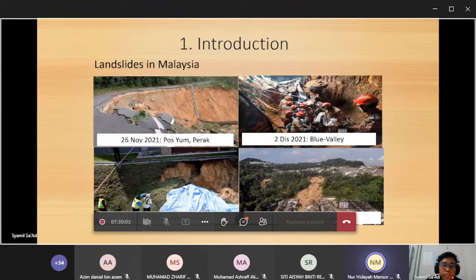Firstly, the introduction. The main motivation of this project is to address landslides in Malaysia. How do we do a monitoring program for landslides, which we know is very crucial during these times? You can see landslides in Malaysia.